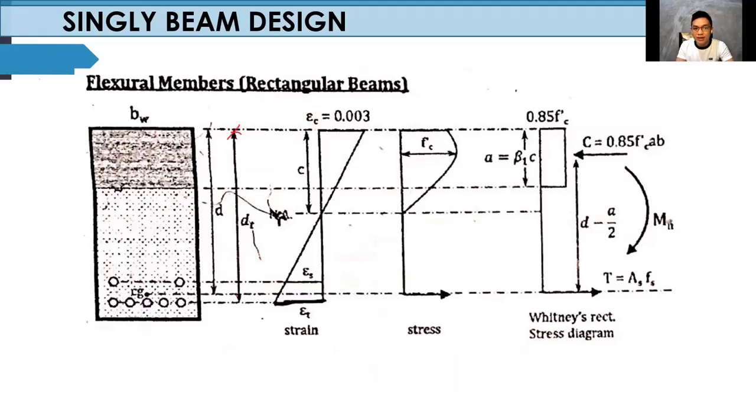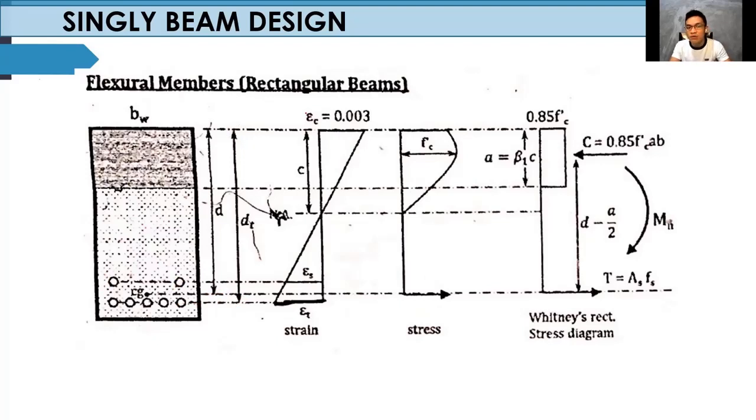So from the top papunta sa ating center of gravity ng ating bottom na tension part ng ating reinforcing bars, that is our D or depth. So pag double layered, so therefore nasa gitna talaga. If single layered lang siya, so therefore nasa gitna ng ating bars. Okay? So how about this one?